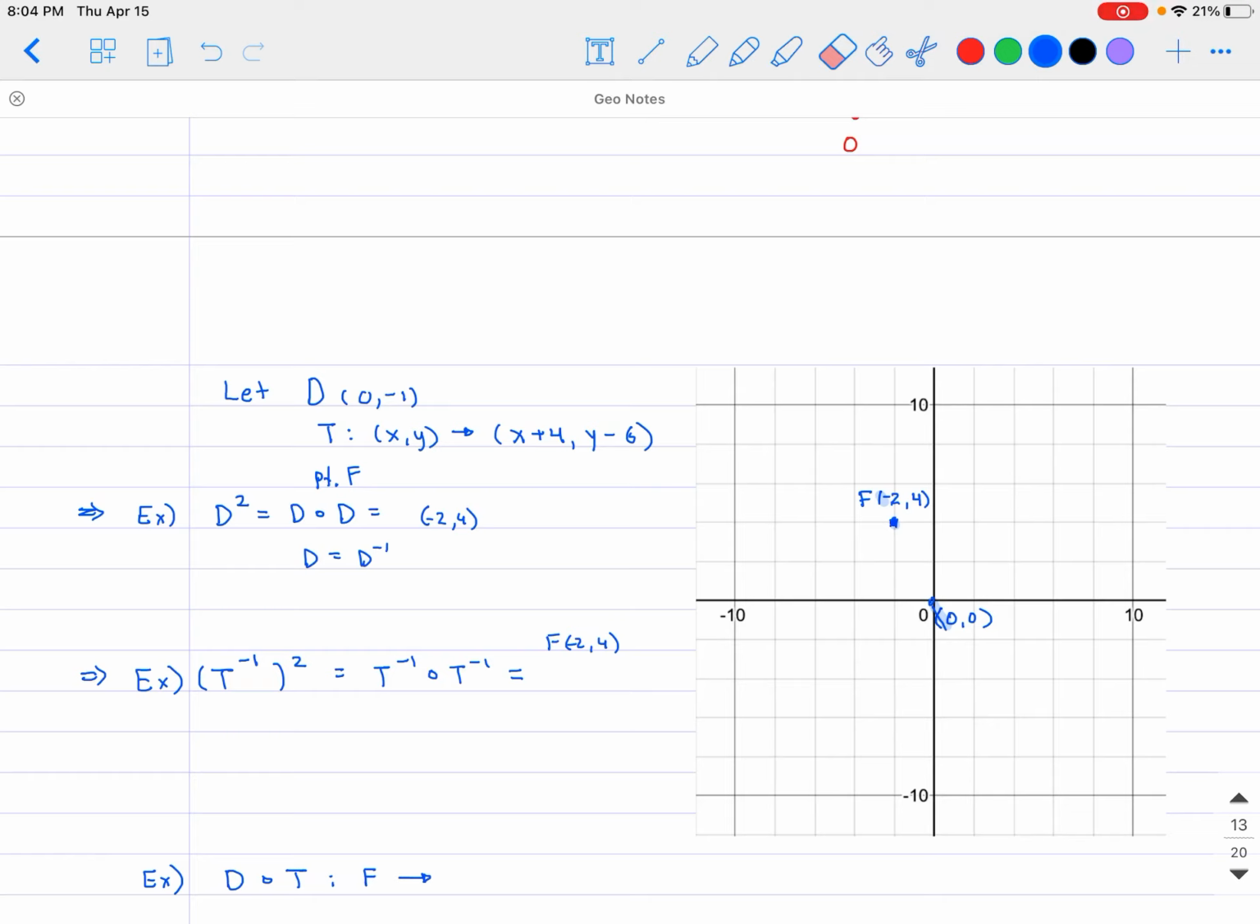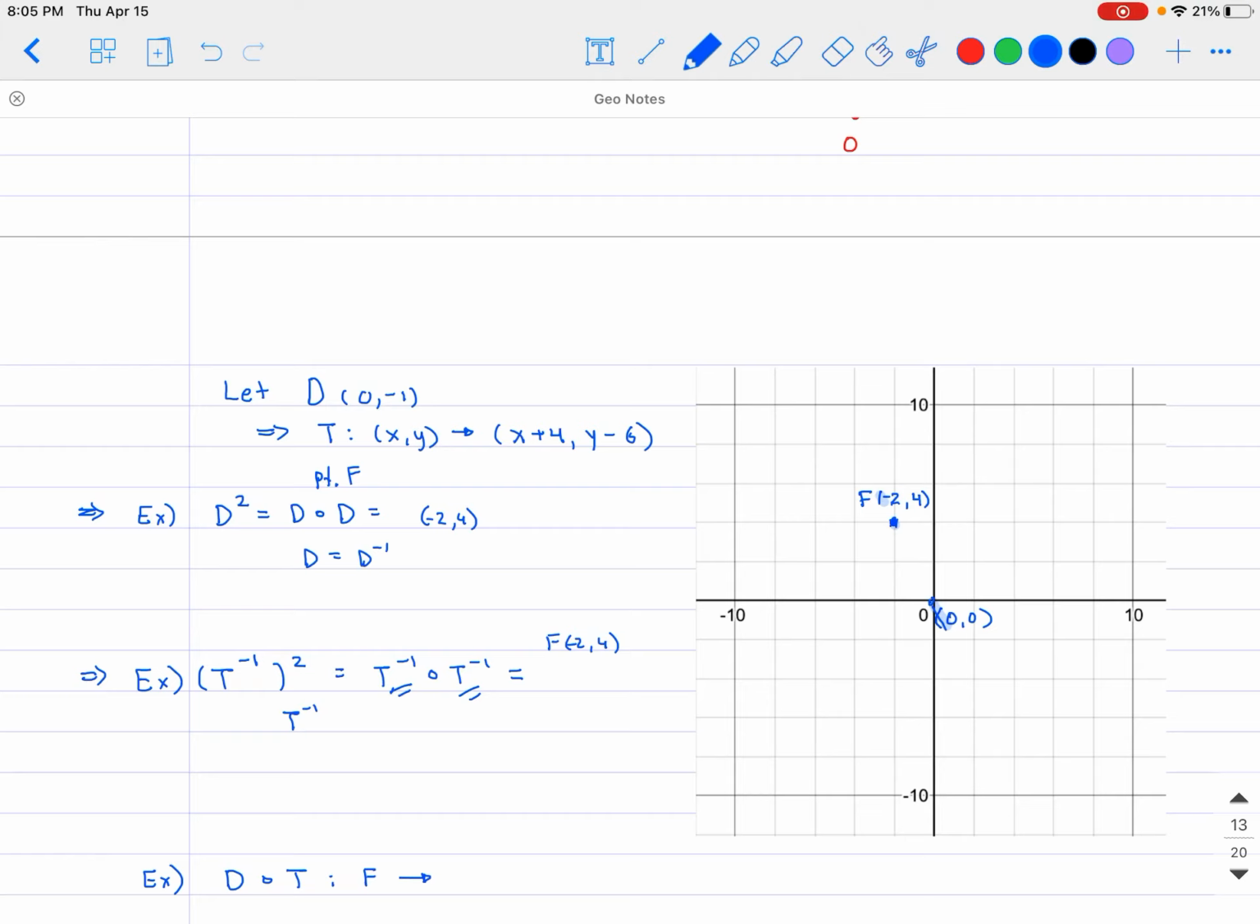I want to solve for t inverse squared. Okay, so in this problem, I want to solve for t inverse squared, which is the same thing as saying t inverse of t inverse. So that means I'm going to take the point F and apply the t inverse to it. If you look at the top right there, we're given that t is, for xy, translate to be x plus 4, y minus 6.